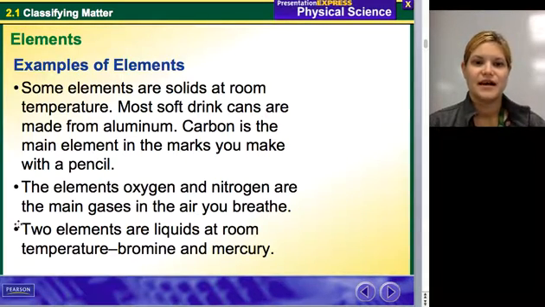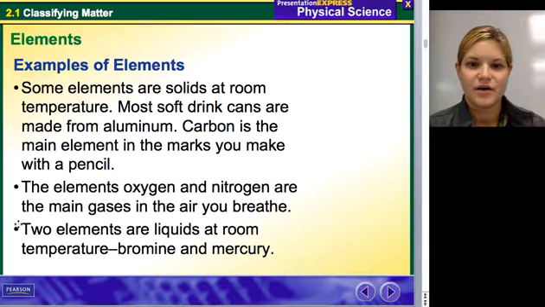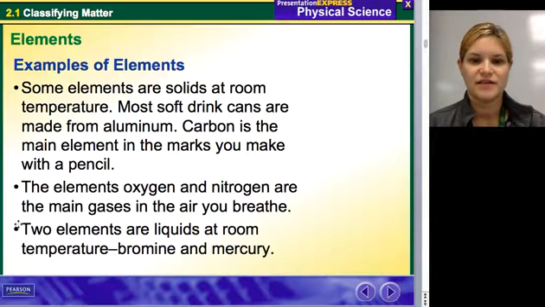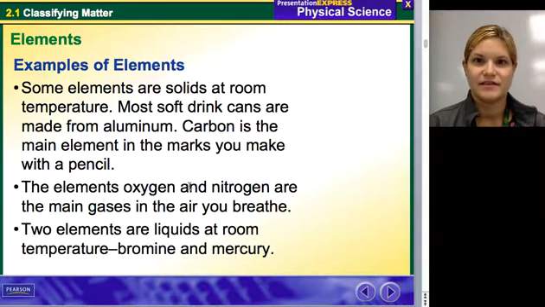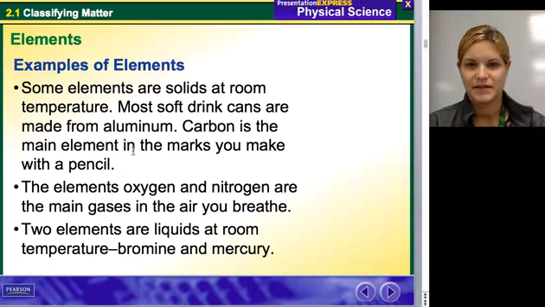Okay, next, examples of elements. We have basically anything that's found on the periodic table. Some examples would be oxygen and nitrogen. Those are in the gas that we breathe. A couple elements that are liquids at room temperature are bromine and mercury. And then we have solids. Carbon is an example of a solid that is part of what makes up the lead in your pencil. And then soft drink cans, aluminum cans, are also known as tin cans. They're made from aluminum and also tin. So they're technically mixtures, but they are made of two elements.